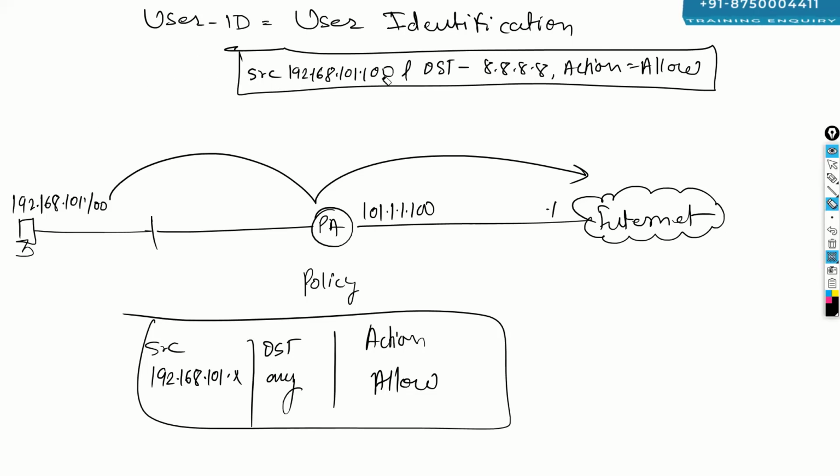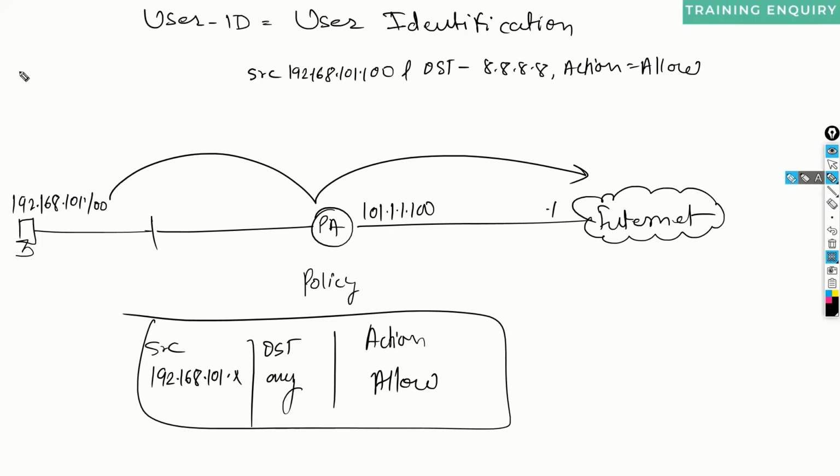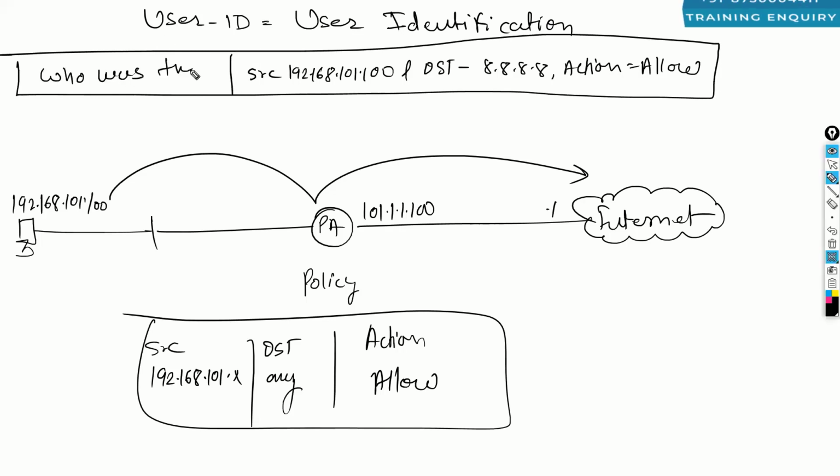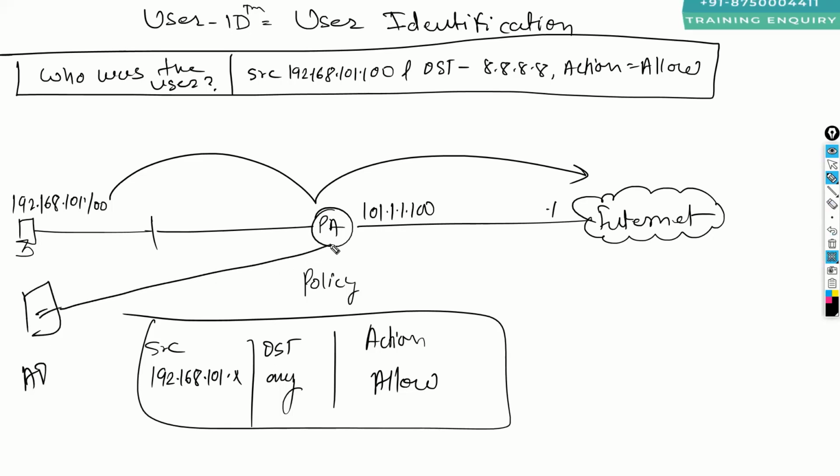In that log, we can only see the source IP address, but we are not able to identify who the user was. This thing we will achieve with the help of User-ID. And with the help of User-ID, what we will do? We will integrate our Microsoft AD with Palo Alto Firewall. When we integrate our AD with Palo Alto Firewall, what will happen?